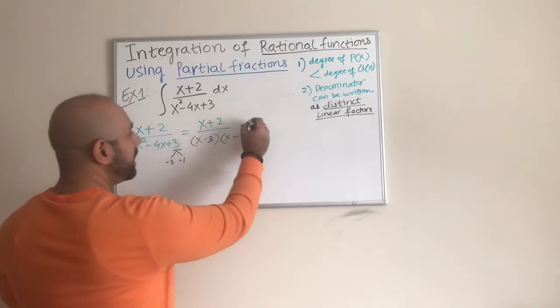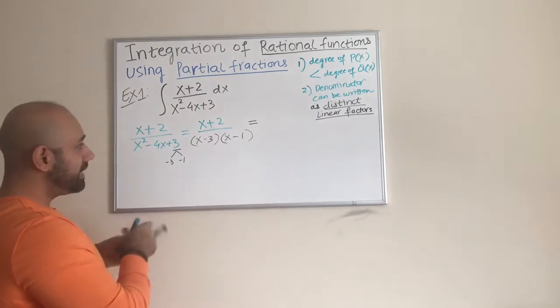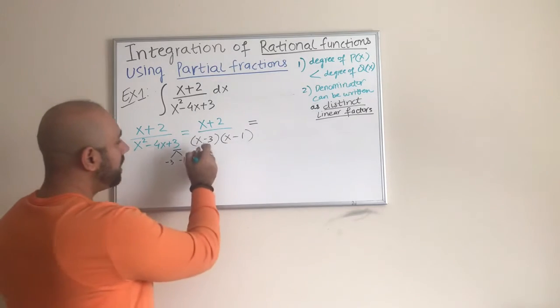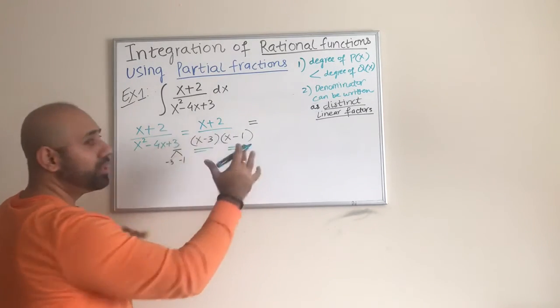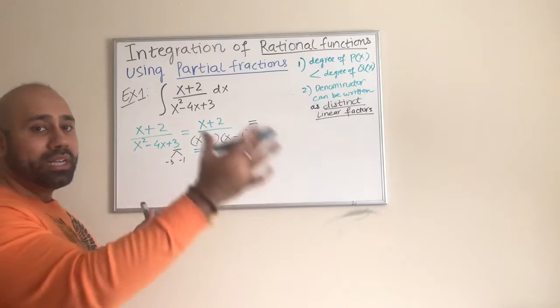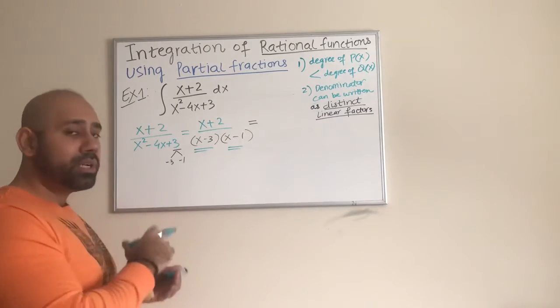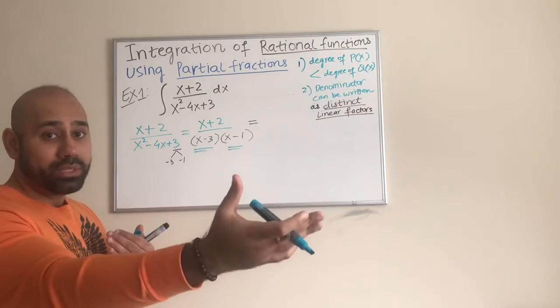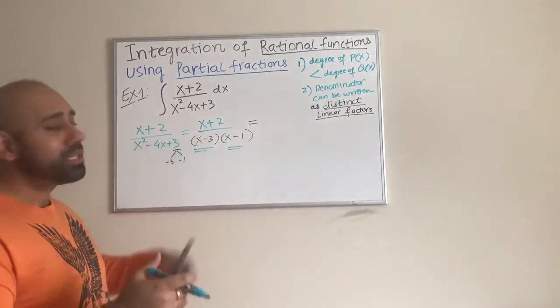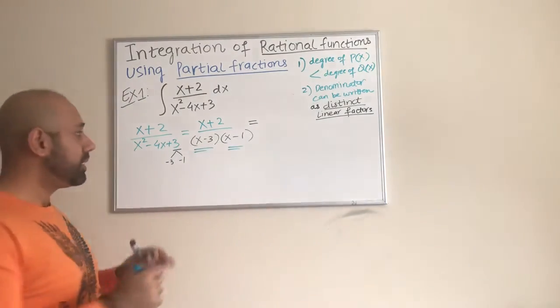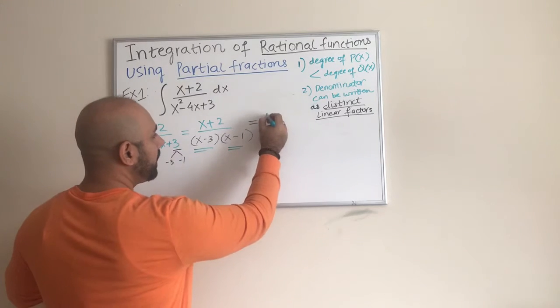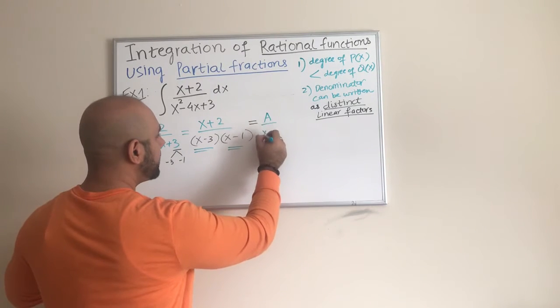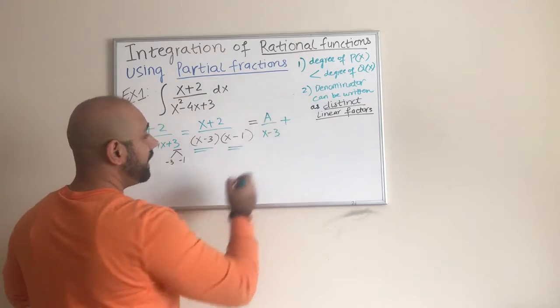So guys, using that rule, this can be written as the sum. Here we have only two factors, so there's only going to be two terms. Guys, remember in the general form, in the denominator we had n terms, so we could break it down into n terms as well. Here I have two factors, so we are going to break it down into two terms. So we can write this as a over x minus 3. That is how we break it down.